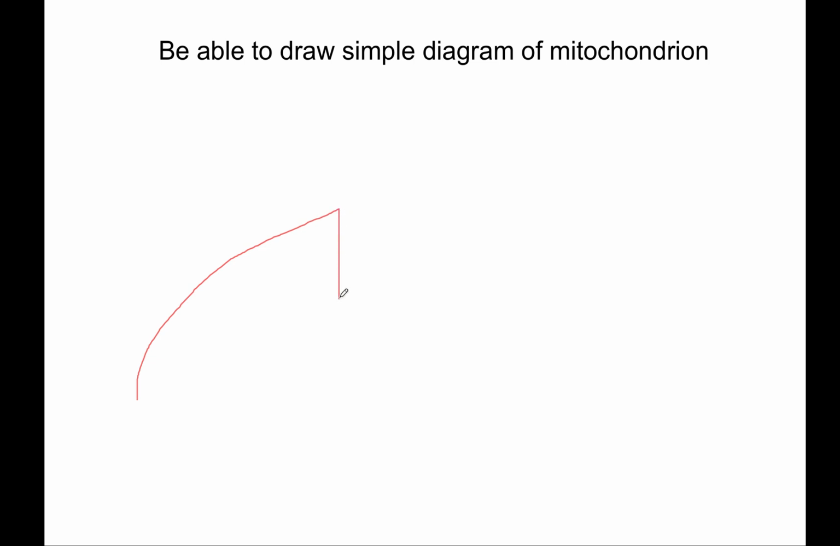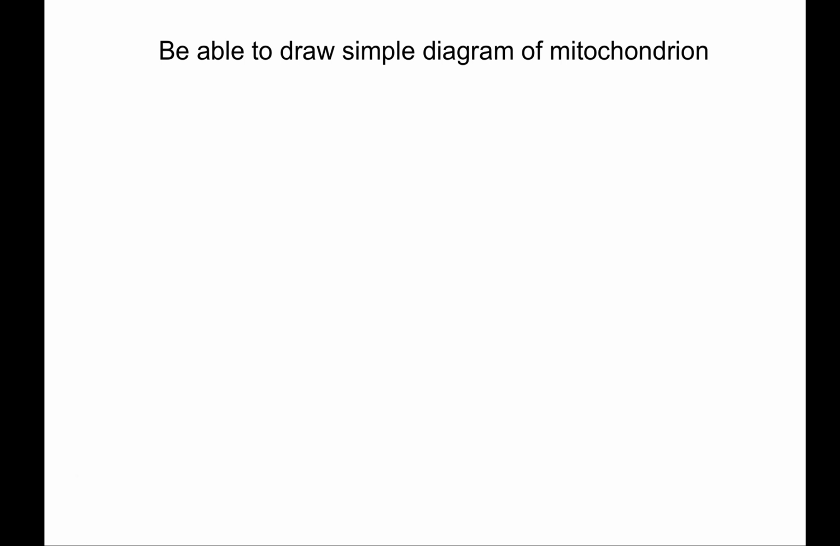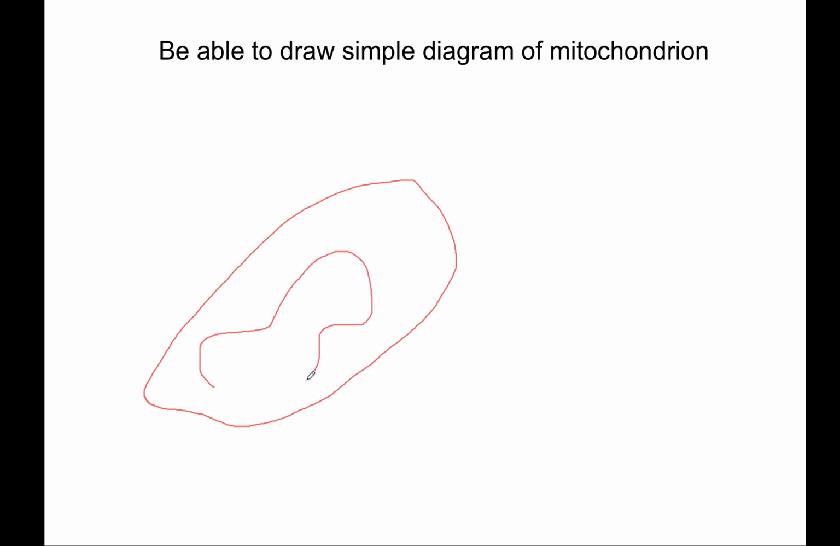So this is what I want you to do if I ask you to draw a mitochondrion. I want you to draw something super simple like this. Now I'm drawing with my finger, a little bit tough for me to do this. But one membrane on the outside and on the inside, a folded up membrane like that.